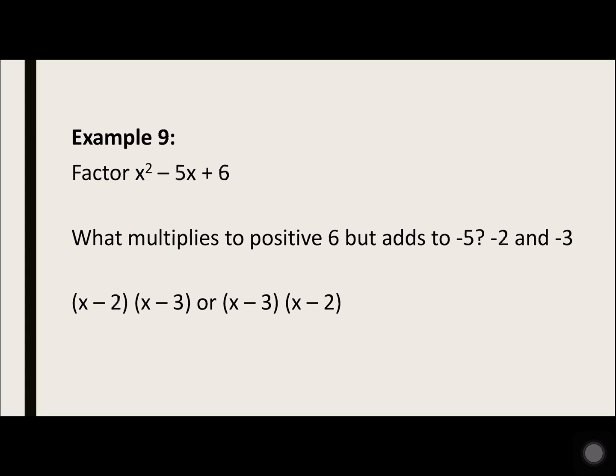Example 9, factor x squared minus 5x plus 6. What multiplies to positive 6 but adds to negative 5? Negative 2 and negative 3. Remember, when the signs are the same, you add and keep. We need the negative times the negative to equal positive 6. But we need negative 2 and negative 3 to add up to negative 5. So x minus 2, x minus 3, or x minus 3 times x minus 2.